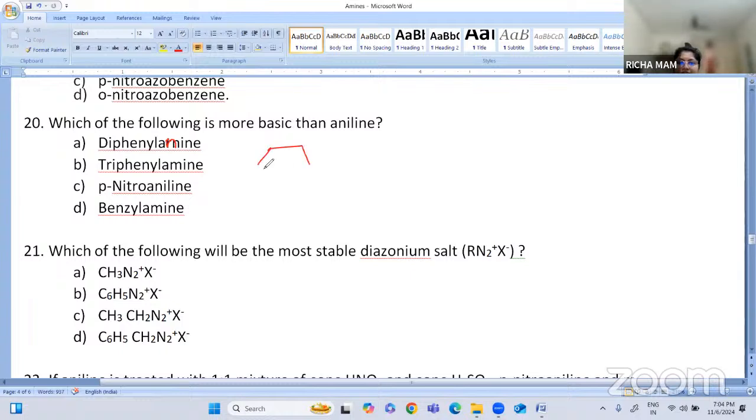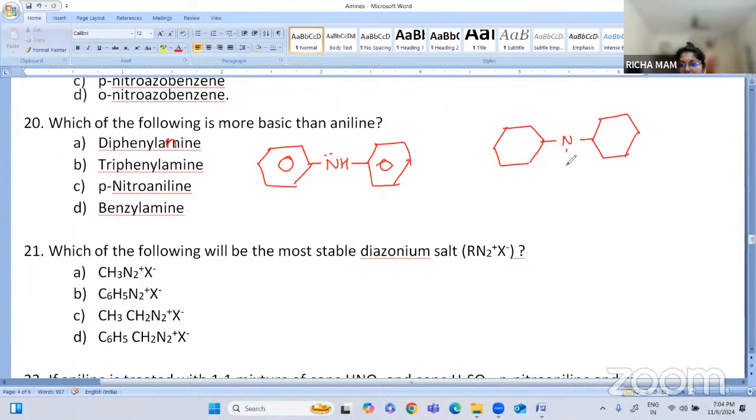Diphenyl means two benzene rings are there. So this is a diphenylamine. Then triphenyl means all the hydrogen atoms are replaced by phenyl groups. So this is a triphenylamine. All the hydrogen atoms are replaced by the phenyl groups. So this is option number A. This is option number B.